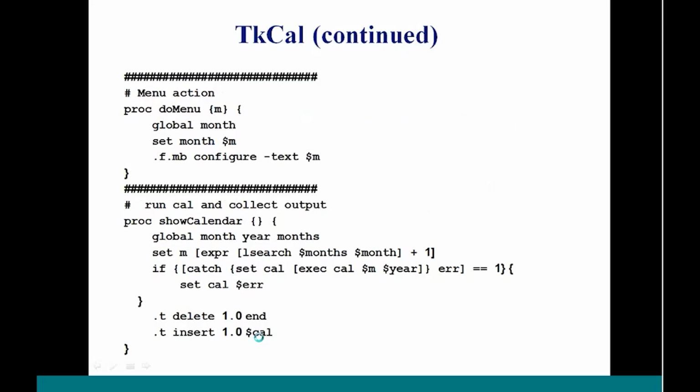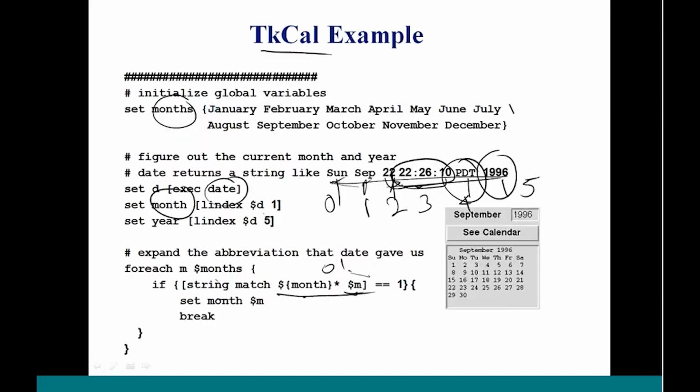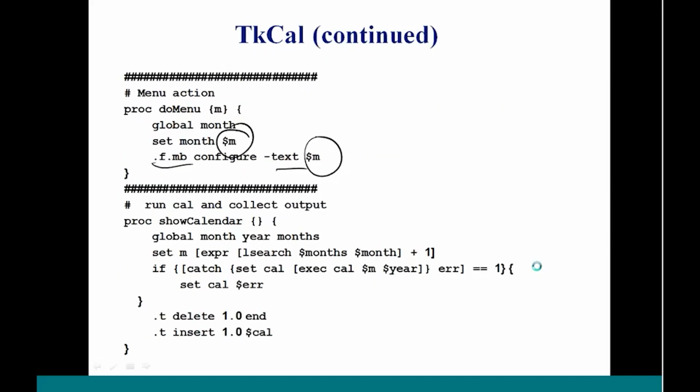So here we define some menus, the menu action, which is called do menu. That is what we are defining, which is we just set the month to $m, and this is the global month essentially. And then we configure these windows, essentially .f.mv, and we configure with that particular month. So now this will generate this number, and possibly this year.